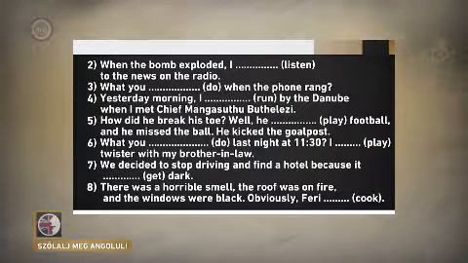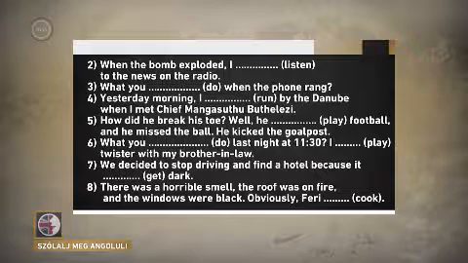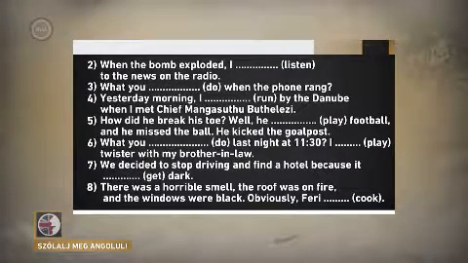Number 2. When the bomb exploded, I listen to the news on the radio. Number 3. What you do when the phone rang. Number 4. Yesterday morning, I run by the Danube when I met Chief Mangasutu Buthelezi. Number 5. How did he break his toe? Well, he play football, and he missed the ball. He kicked the goalpost.